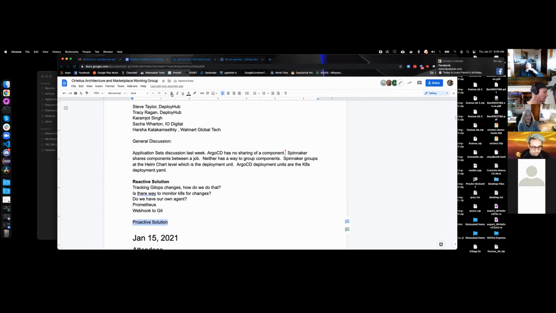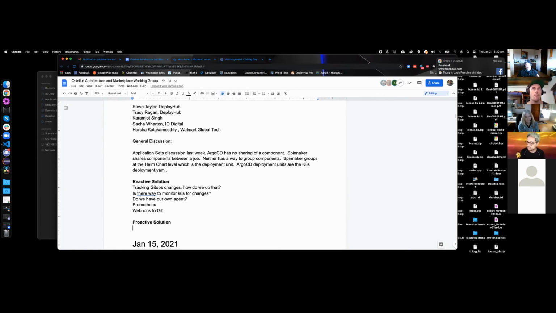Right. And this is just, I mean, Spinnaker and any other CD tool we interact with is going to act differently, correct, Steve? I mean, that's what I'm assuming. Well, at least around component sets, what we end up with is these deployable units that these tools are working with. So the deployable unit for Spinnaker is a Helm chart, and a Helm chart can contain many microservices.